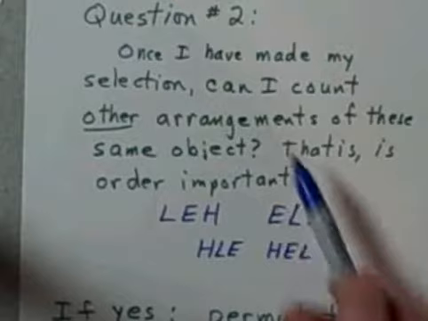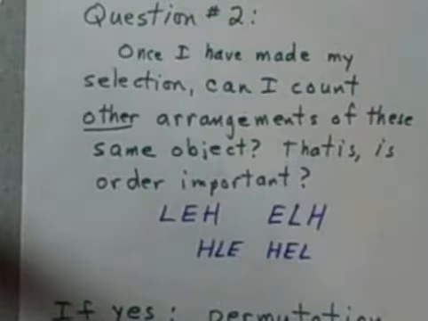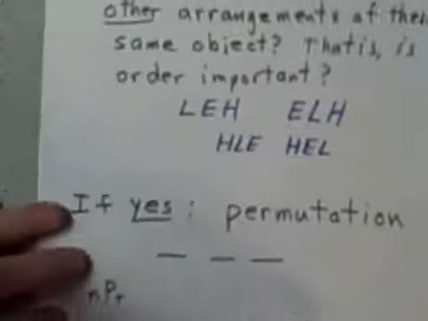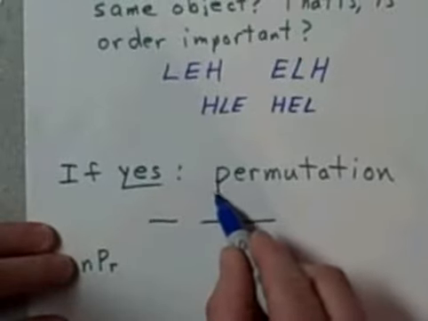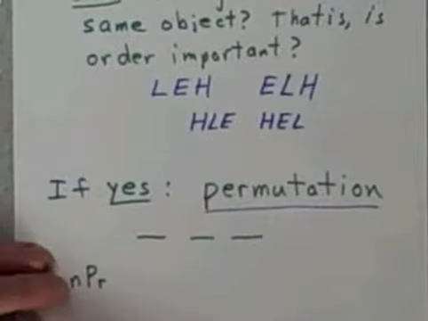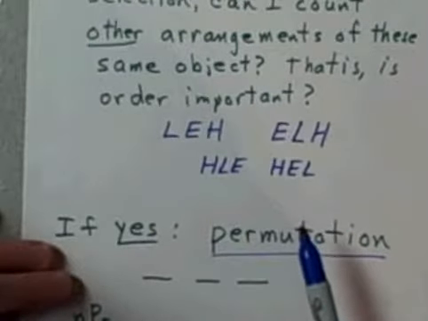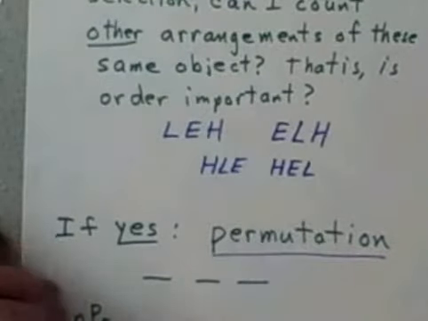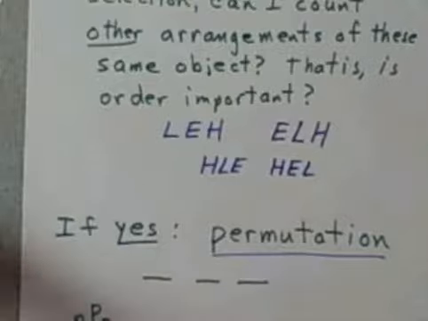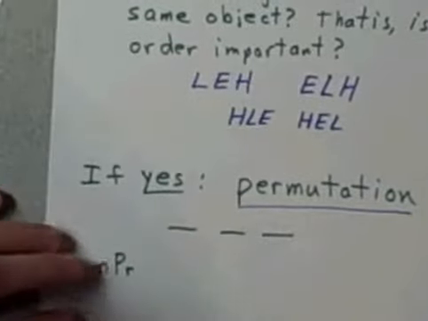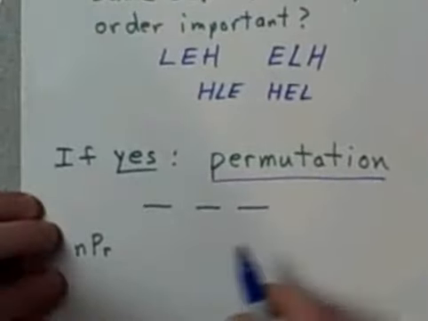If the answer to this is yes, the order is important, and so rearranging the order does constitute another arrangement, then this is what is known as a permutation. A permutation is a rearrangement of the letters, and we count all those different rearrangements. All right. So how do we actually do a permutation?